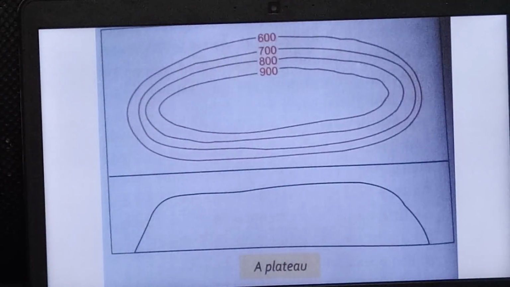This is a flat tableland, so there are no contours in the center, and hence see in the cross section also it is made like a flat table top, and then the sides are steep, having a height between 600 to 900 meters. So this is a plateau. So roughly the contours are made like this. We will have to learn to make the cross section, which I will be teaching you after this.